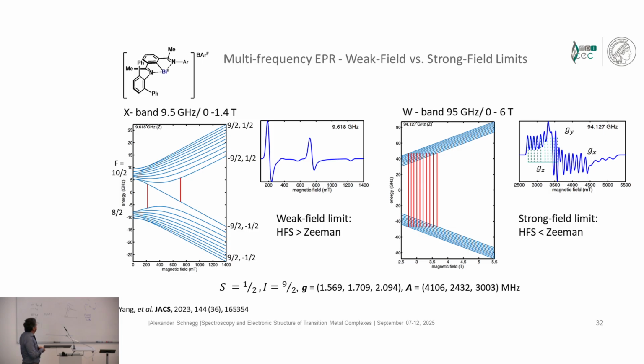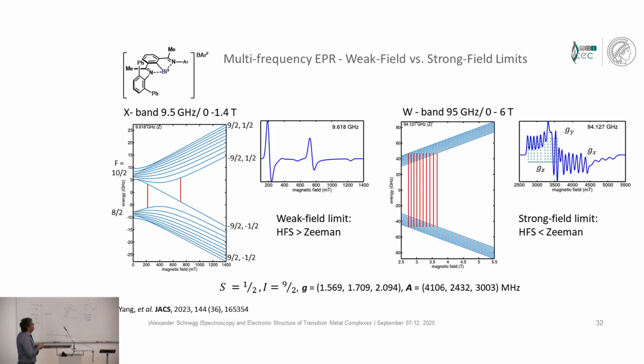An example is shown here for an S equals 1 bismuth radical with a nuclear spin of 9/2 with quite pathological G values, and this together with the very large hyperfine couplings leads to a situation where in the low field regime, at X band frequencies, we are in the weak field regime, and therefore the excitation energy which is available in our spectrometer only excites few transitions, and without any further information this is nearly impossible to assign them to this energy level diagram.